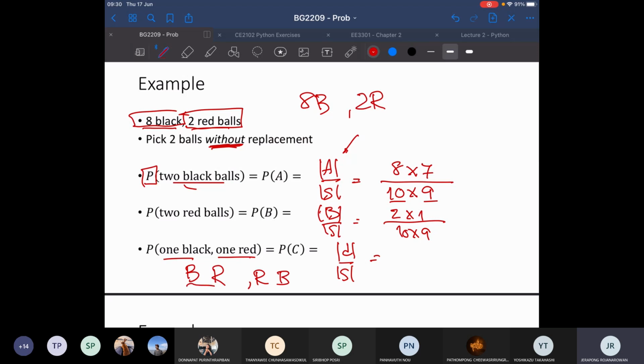So what about the first one first? Black and then red. So it's going to be 8 into 2, right? Out of 10 into 9. And the second one is red and then black. So you have to add them. 2 red and then 8 blacks. Like that.